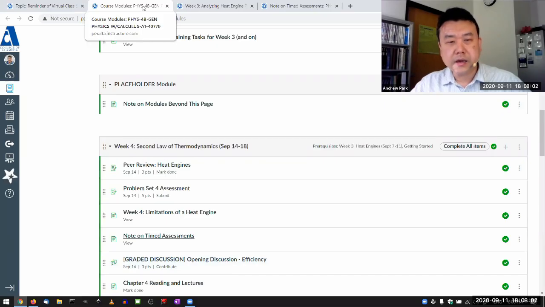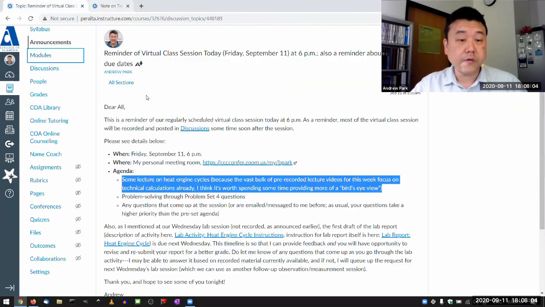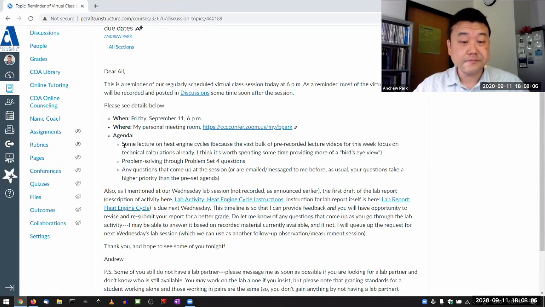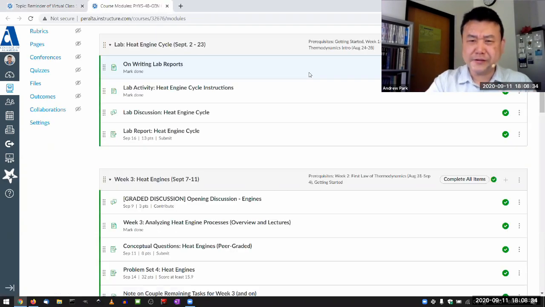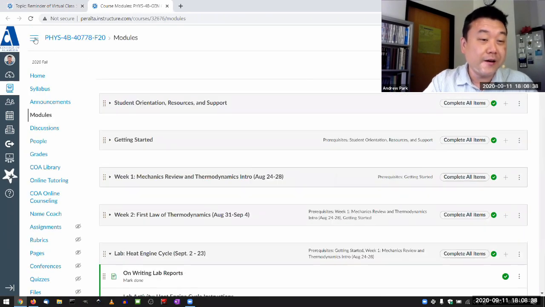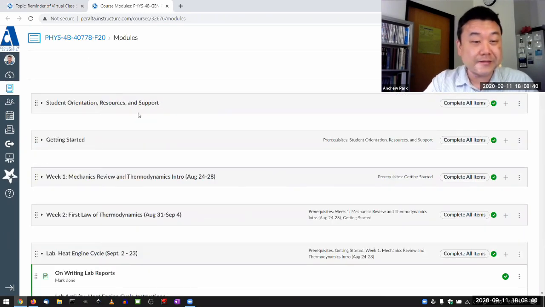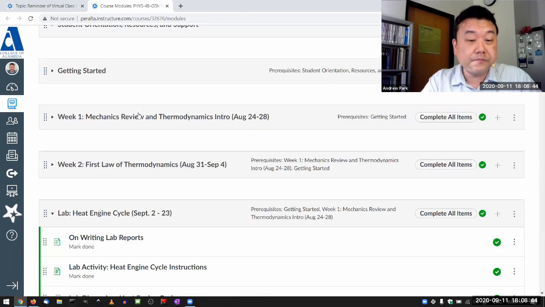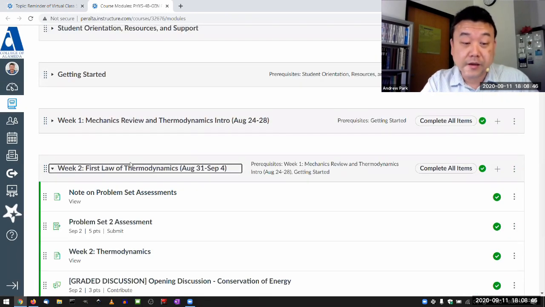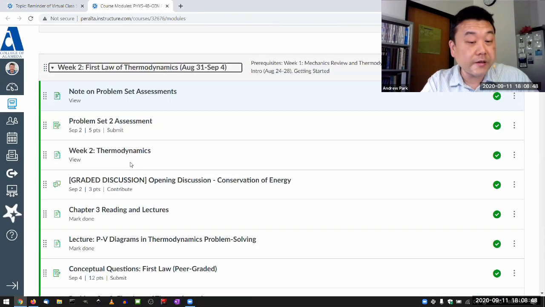Let me get started with our first agenda item, which is what I described as some lecture on heat engine cycles. I guess this is what I wanted to start out with. It's a philosophical question of why do we cover thermodynamics? In physics specifically, I mean, because thermodynamics, if you've taken chemistry, you've covered it.